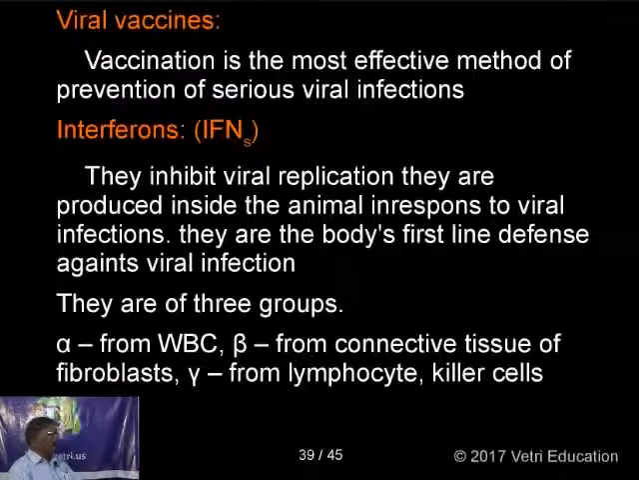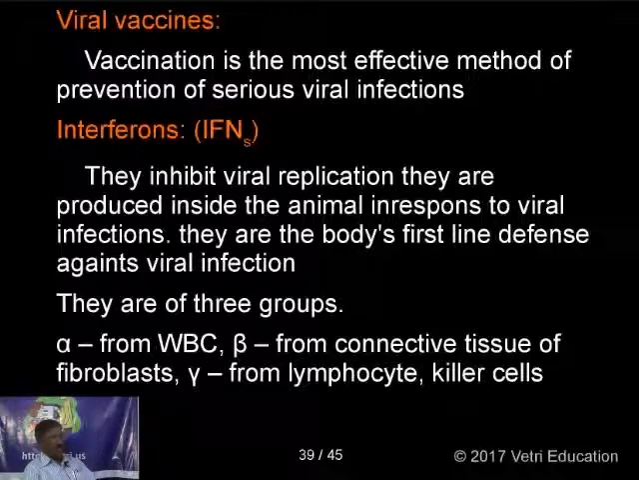They are of three groups: alpha, which develops from white blood corpuscles, beta from connective tissue fibroblasts, and gamma from lymphocytes and killer cells. So these three types of interferons develop already in our bodies.